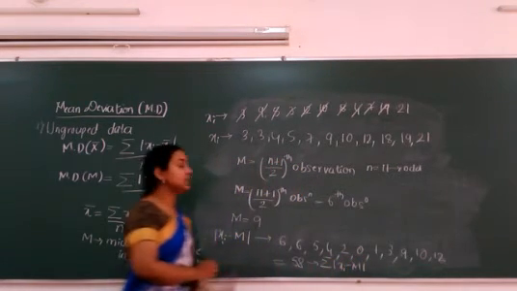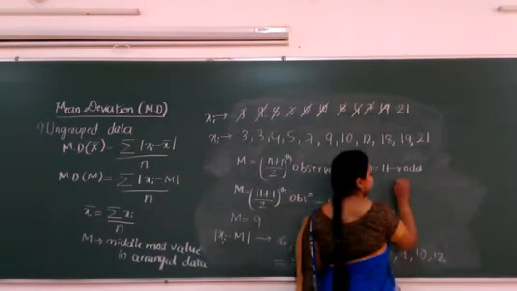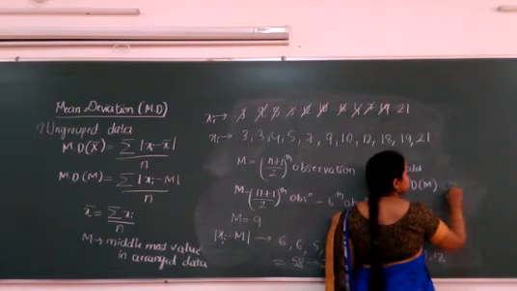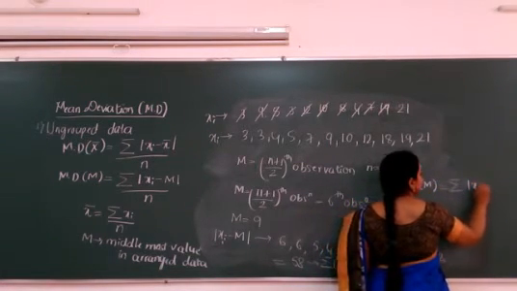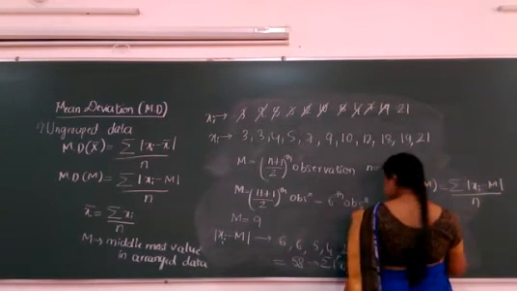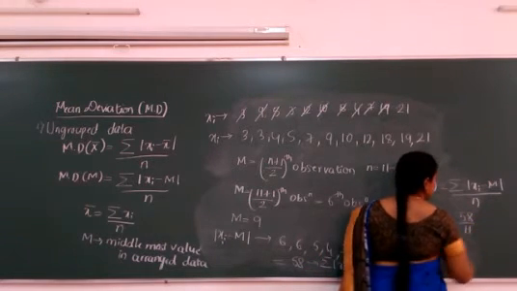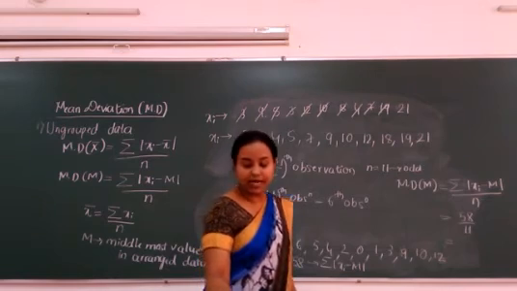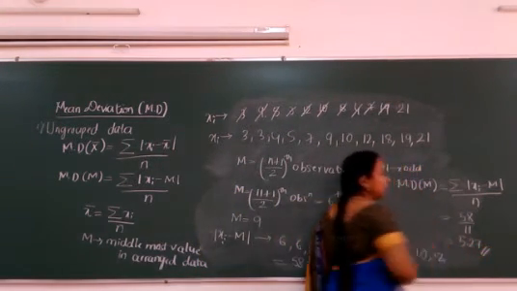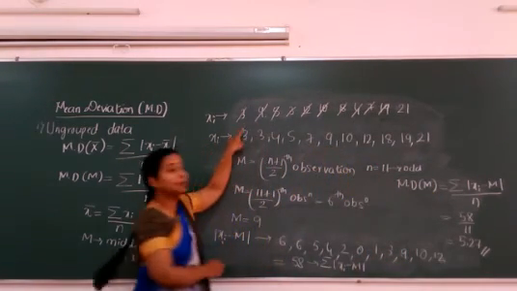Now we know the summation. Just substitute in the formula and find the mean deviation about median. What is our mean deviation about median formula? It is the sum of modulus of xi minus m divided by n. The sum we have got here is 58, divided by 11. So 58 divided by 11, you will get the answer as 5.27. This 5.27 is the mean deviation about median for the given ungrouped data.